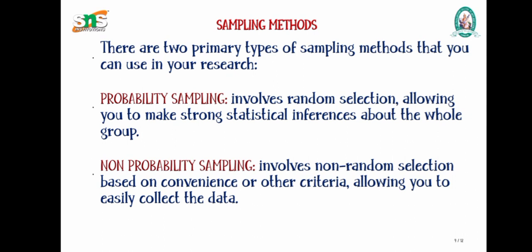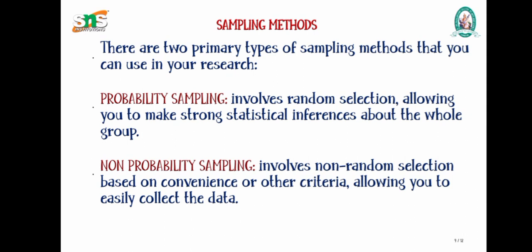The second method is non-probability sampling. Here, individuals are selected based on non-random criteria. Not every individual has a chance of being included. Non-probability sampling techniques are often used in exploratory and qualitative research. It has 5 subdivisions, and the first one is convenience sampling.